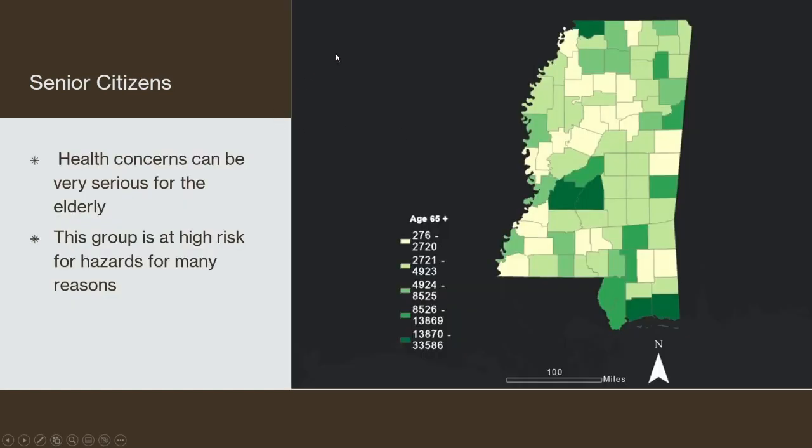And our senior citizens are another big group that is worrisome whenever it comes to natural disasters. Their health concerns can be very serious, and they're at high risk for hazards for many reasons. It can be quite troublesome for those who live in an area at high risk of natural disaster, as they would in our three lower coastal counties: Jackson County, Harrison County, and Hancock County.